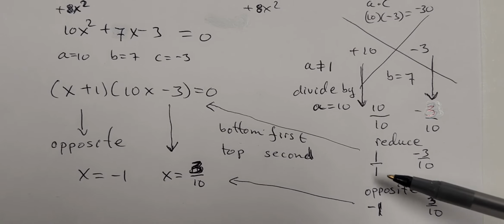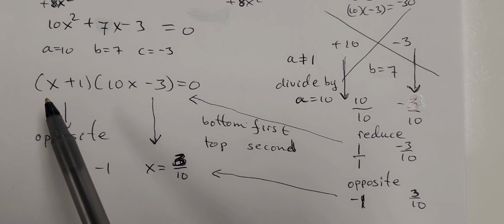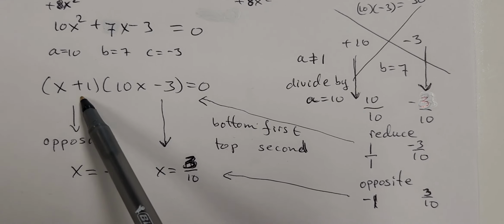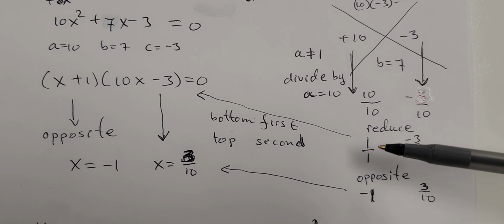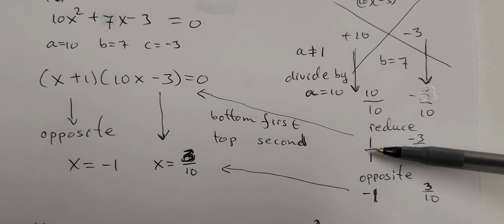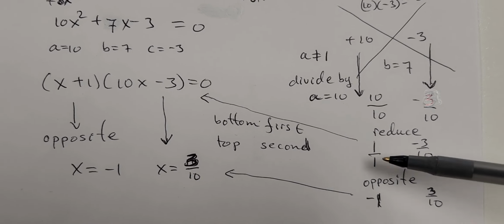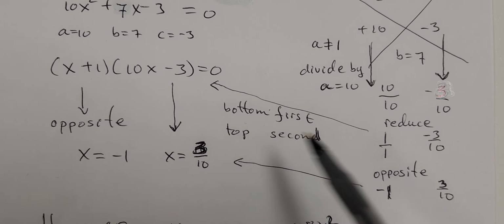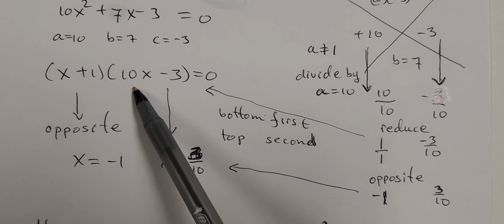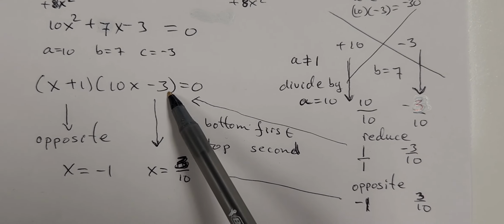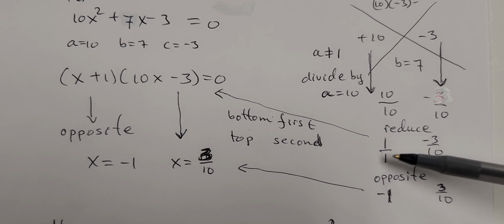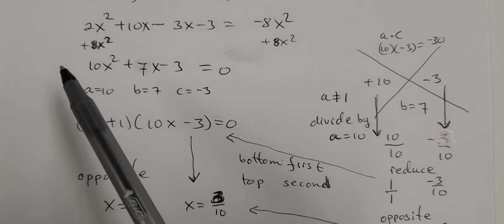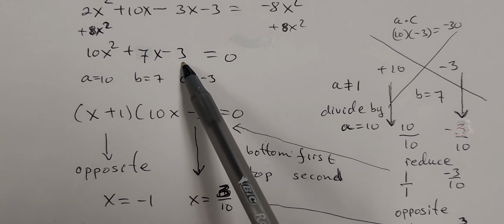Okay, next we're going to use this right here where I'm circling and write it in factored form. And to write factor form, bottom first, top second. So 1, there's the 1, and then top plus 1. Next, 10, x, and then minus 3. Okay, so again, bottom first, top second. And this is the factor form of 10x squared plus 7x minus 3.